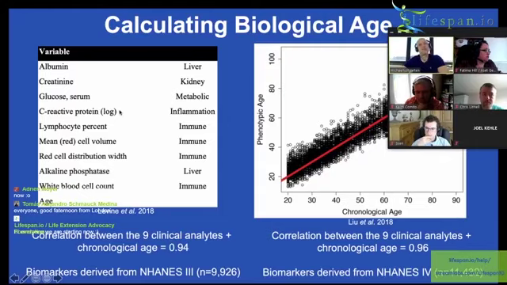So the importance of this biological age calculator is illustrated by the finding that it's highly correlated with chronological age. These 10 variables have a correlation with chronological age of 0.94. A correlation of 1 or -1 is ideal, as good as it gets, so 0.94 is pretty close to 1. It's a very strong correlation between these biomarkers and being able to predict biological age.